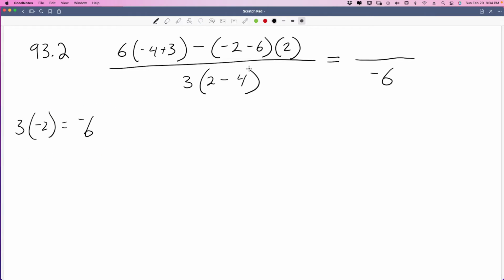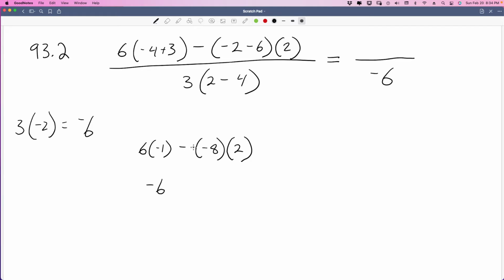And then we're going to solve the numerator. So here we have negative 4 plus 3, that's going to be a negative 1. So we have 6 times a negative 1 minus, and then we have a negative 2 combined with a negative 6. That's going to give us a negative 8. And then that is times 2. So let's do 6 times negative 1. It gives us negative 6.